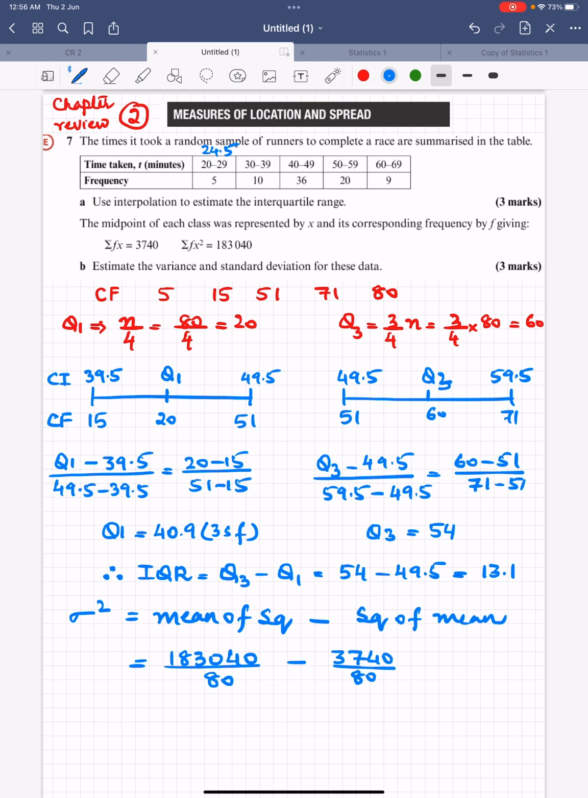divided by 80, the whole squared, and hence we call it the mean. We are dividing by 80, and these are the squares, so the mean of the squares minus the square of the mean, and we get the value as 102 to 3 significant figures. Now we need to find the standard deviation, and standard deviation is nothing but the square root of variance. So that is going to be the square root of 102, which is 10.1.